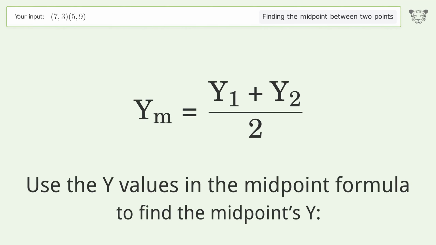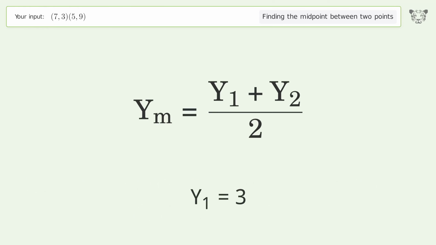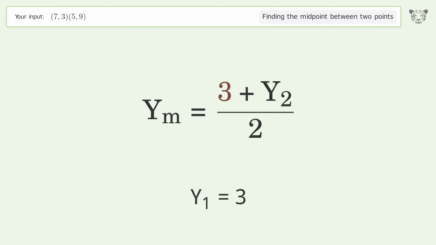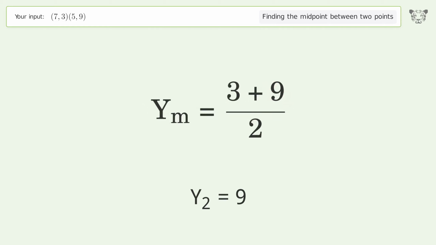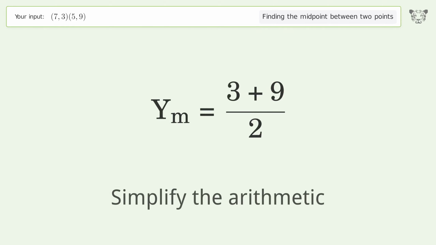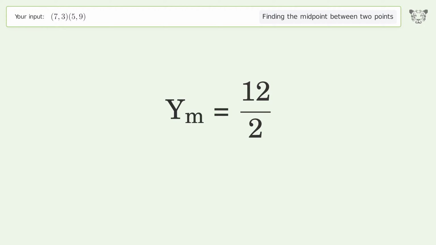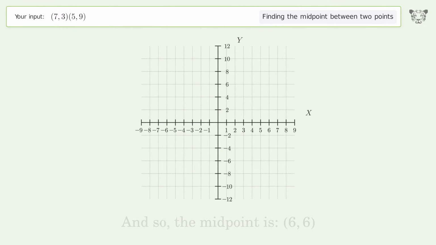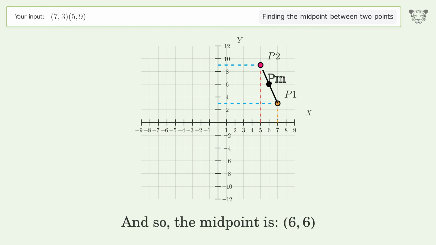Use the y values in the midpoint formula to find the midpoint's y. y1 equals 3. y2 equals 9. Simplify the arithmetic. And so, the midpoint is 6, 6.